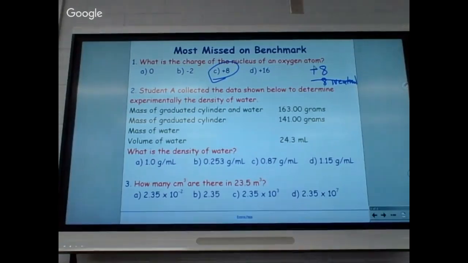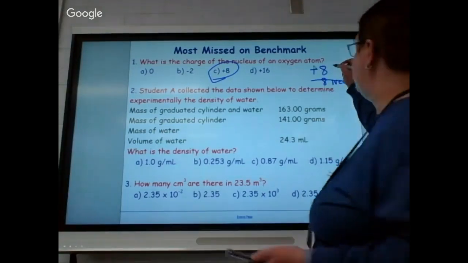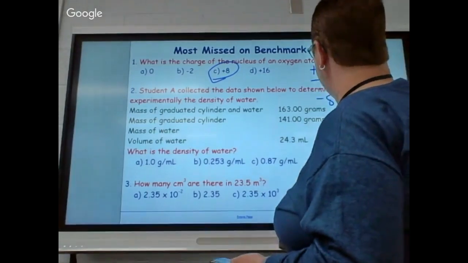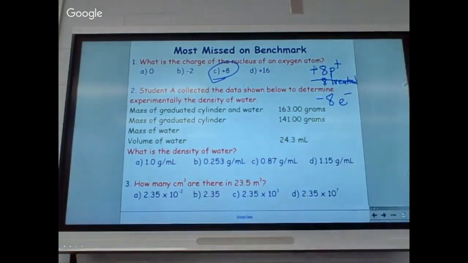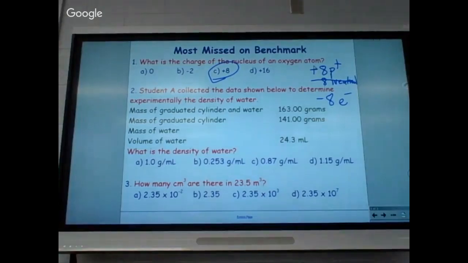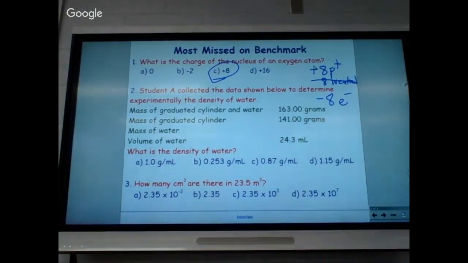Why would it be 8 if I thought the nucleus had a neutral charge? The nucleus is not neutral. The overall atom would be neutral if you have 8 protons and 8 electrons. But we're talking about the nucleus itself. The nucleus has a positive charge. The electron cloud has a negative charge. The question said the charge on the nucleus, so we're only talking about the nucleus.